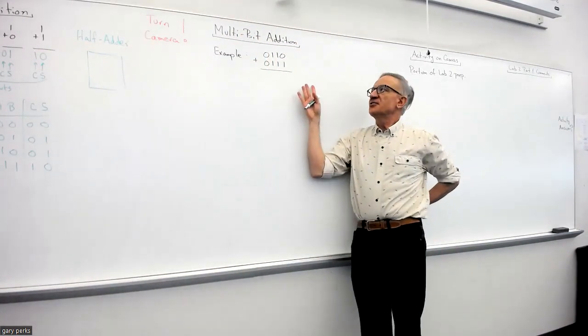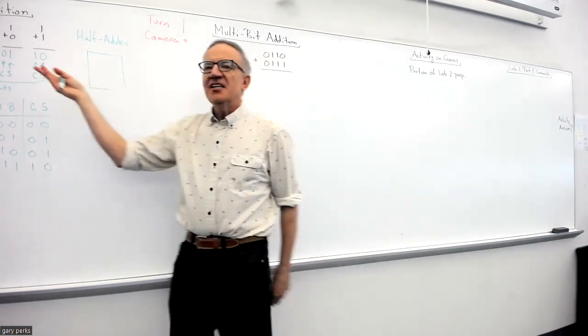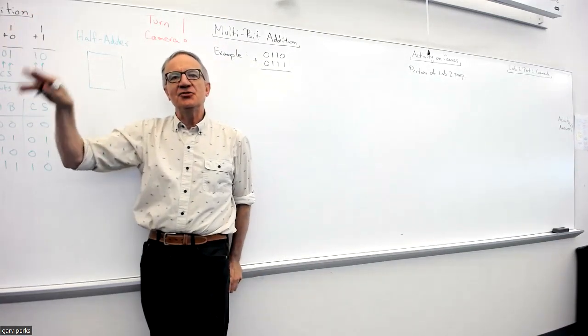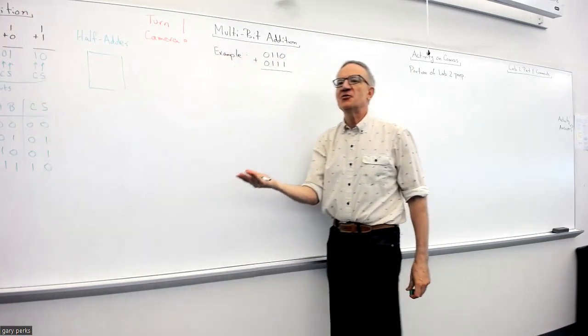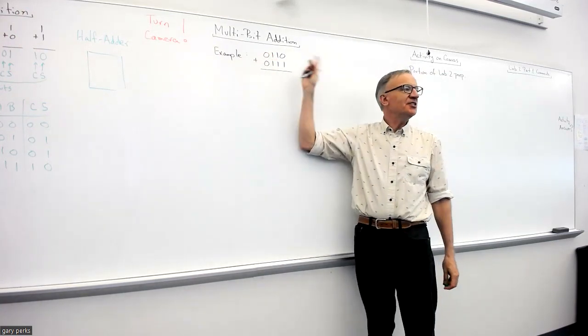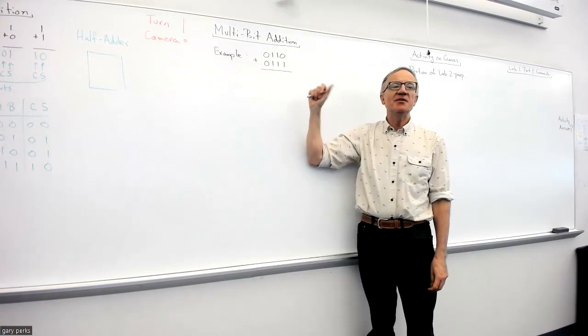The next thing is to look at multi-bit addition, because often when you're doing any sort of addition that's useful, it's more than a single bit. Useful addition in binary is usually multi-bit. Like here, we're adding 2 4-bit binary numbers.